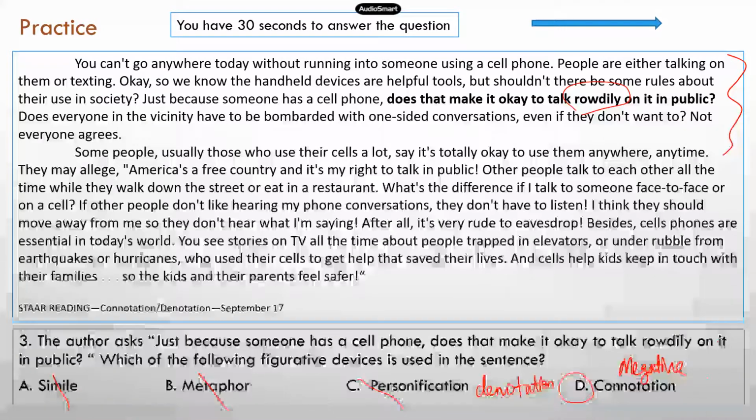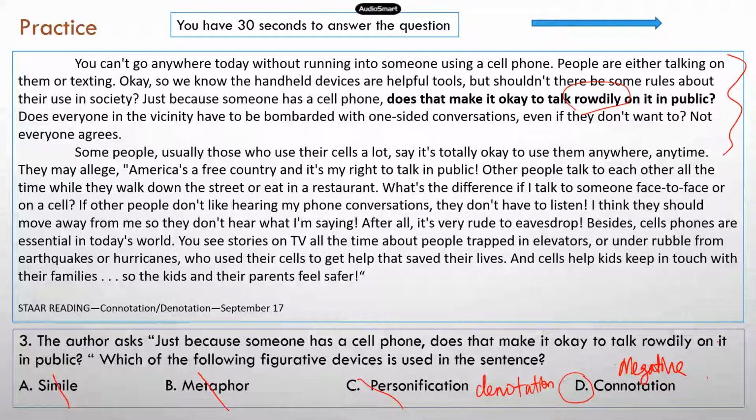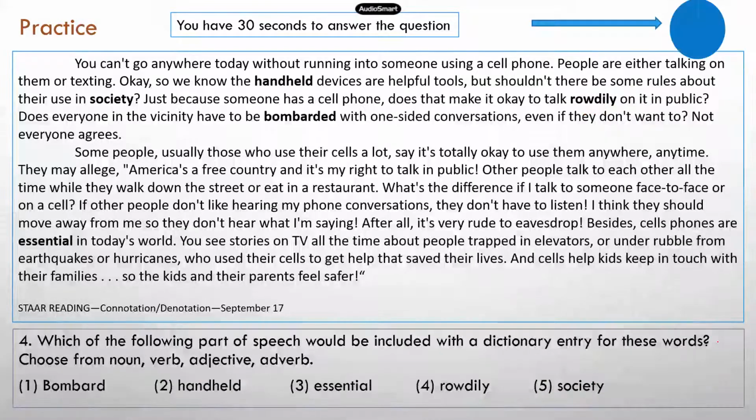So in this case, the context of the paragraph is very important. The paragraph is about why people should not talk loudly in public, because other people might not want to hear about your conversations. Last question.